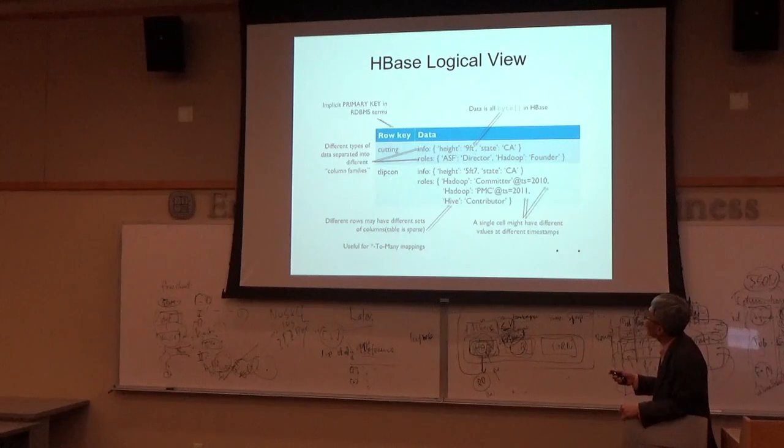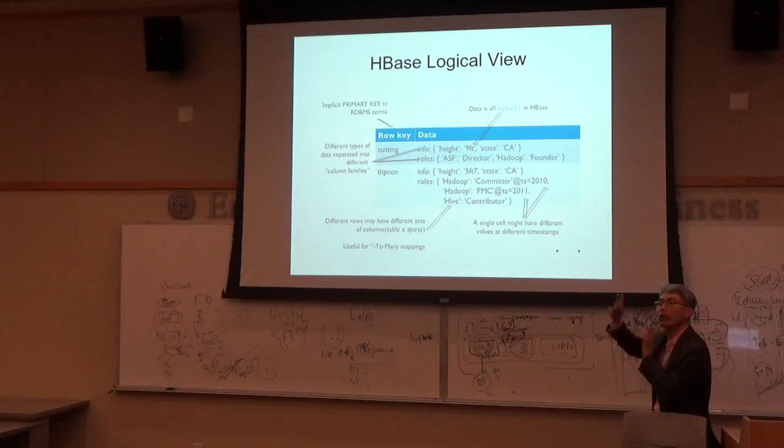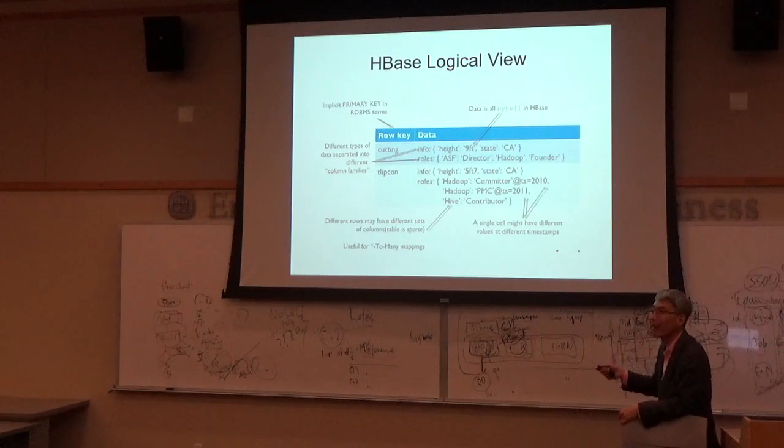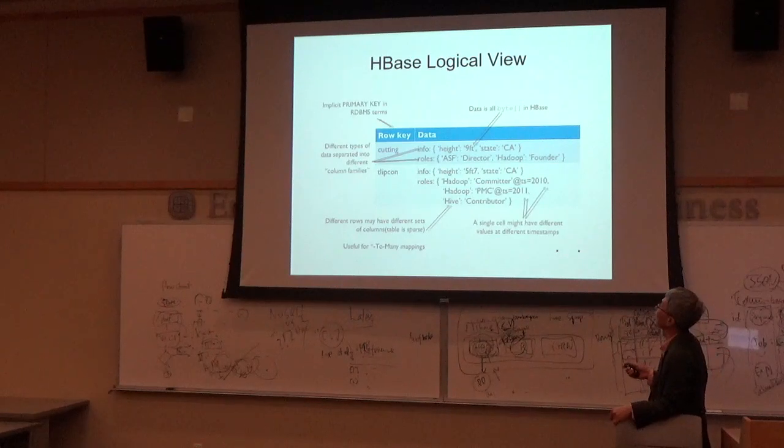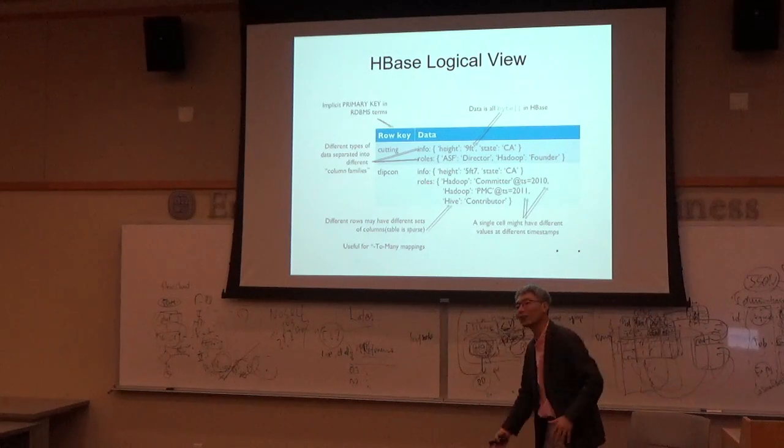What about the second row? It's the Lick row key. The info column family has height and state, the same as the previous one. But for the roles, it has a Hadoop role and a Hive role. So the column names are totally different. When you insert, it can dynamically create a column name. Also, for the same column name, we can have different versions, with a timestamp, 2010, 2011. So HBase supports versions also. However, on the other hand, how can we access the data?